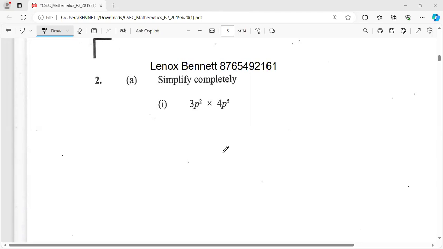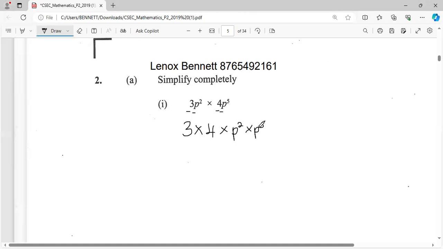Alright, so this says simplify 3p squared times 4p to the fifth. This is what we call a 3-mark question in the examination, guys. All you have to do is multiply the numbers, so you multiply 3 times 4. That's the first step. Next, we multiply the same letters, so we're going to multiply p squared by p to the fifth.